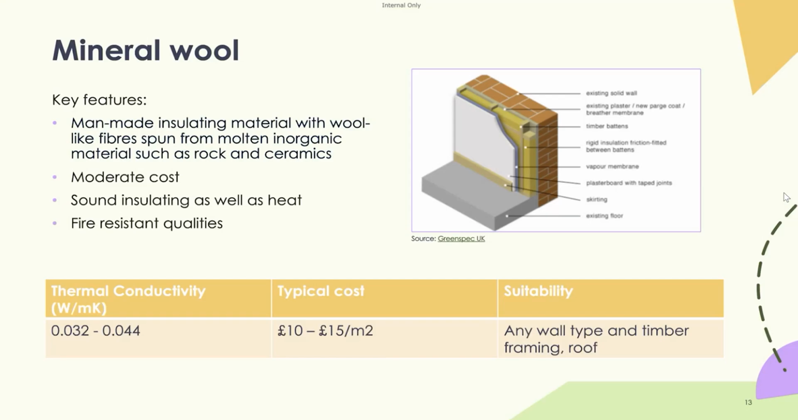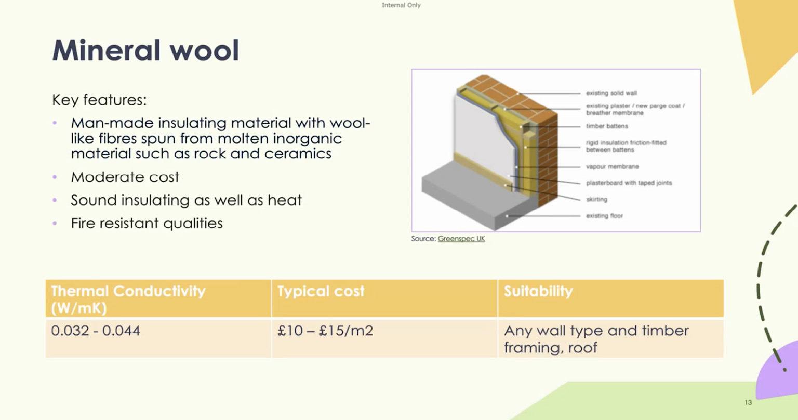So first of all, we'll look at external wall insulation. We have examples here of mineral wool, a very common insulative material used in retrofit. These are man-made insulated materials with wool-like fibers spun from molten organic material, such as rocks and ceramics. And you can see on the image on the right-hand side an example of how this could be used in a retrofit with solid wall construction.